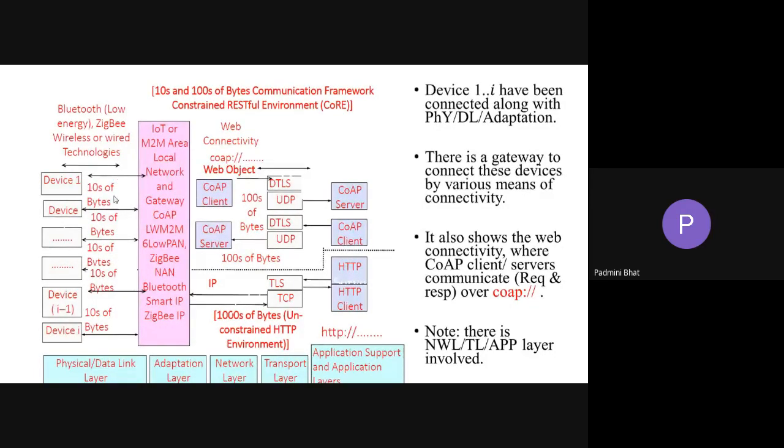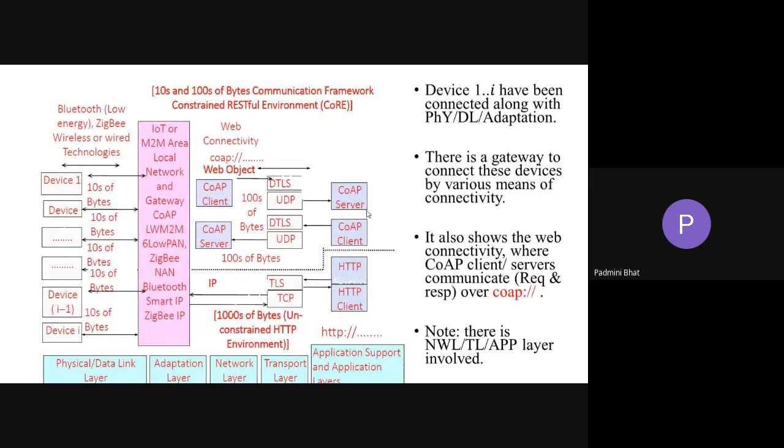Now once data is received from here, it is aggregated, and it can aggregate up to 100s of bytes. Okay, 100s of bytes. But whereas if you see unconstrained, it is 1000s of bytes.